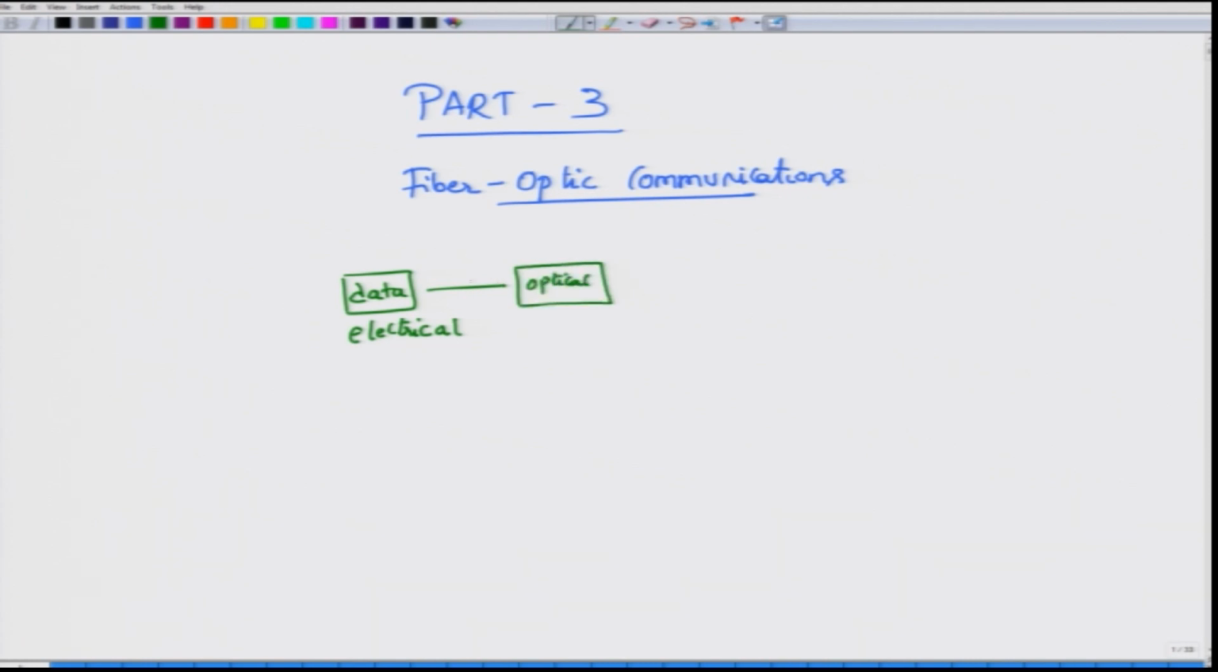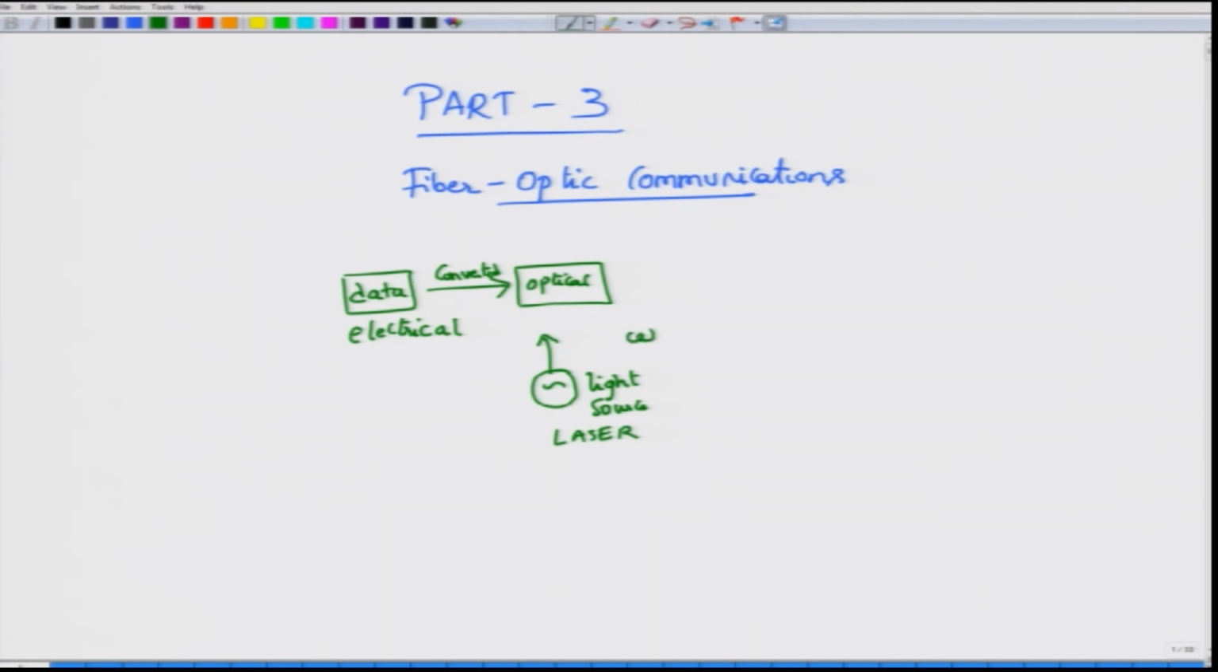So, it has to be converted into the optical format, and this conversion has to be done by utilizing a light source, because the light source is the one that would actually generate light. So, you have a light source. Of course, in the case of a fiber optic communication system, we know that this light source is going to be a laser, right. So, this laser would generate light at a given frequency or at a given wavelength.